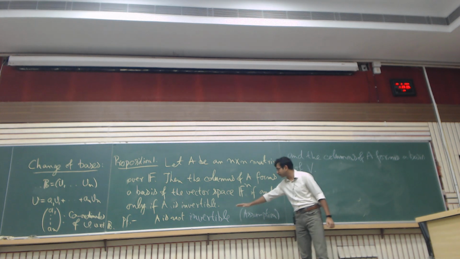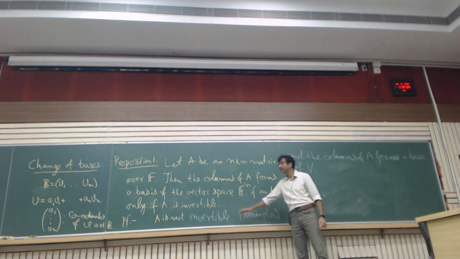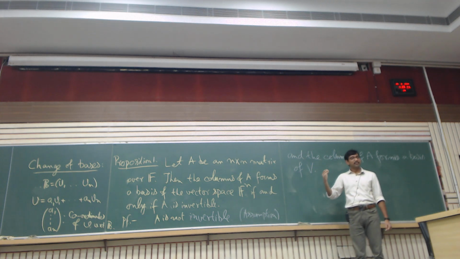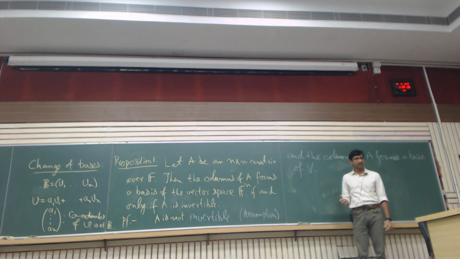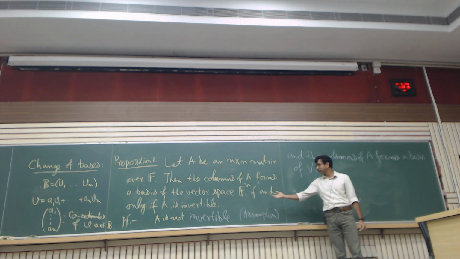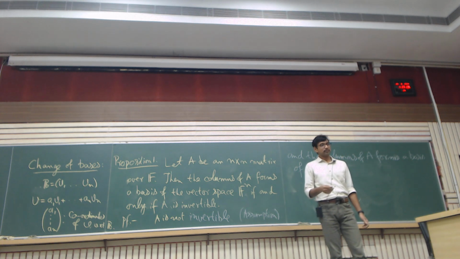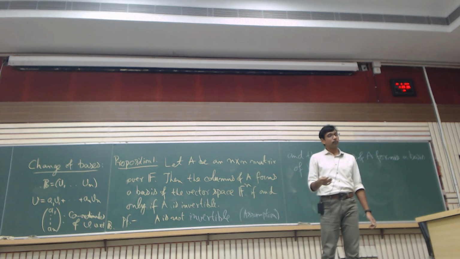So you have started with the assumption that A is not invertible, and you are assuming that the columns form a basis. That is, they span V and they are linearly independent. Now, what are we trying to do? We are trying to get a contradiction. So get a contradiction from here. If we take it as a matrix, we need to show that there are no non-zero rows in the reduced row echelon form.